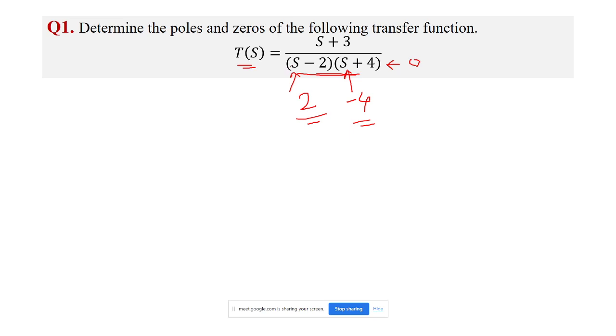Similarly, zeros are the values of s for which the transfer function becomes 0. That is when the numerator becomes 0. What is the value of s for which the numerator becomes 0? That is s equal to minus 3. So this will be the zero. Okay, so this is the solution.